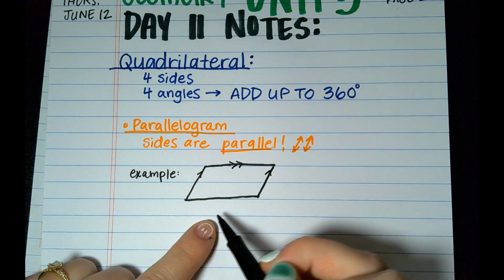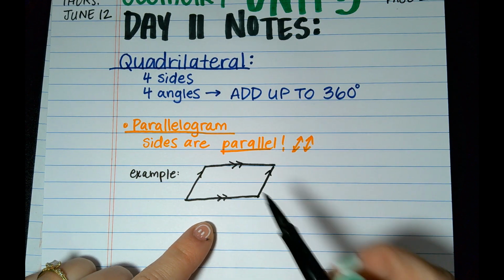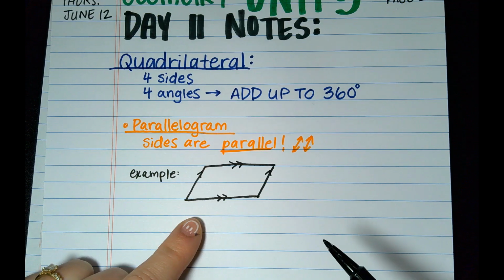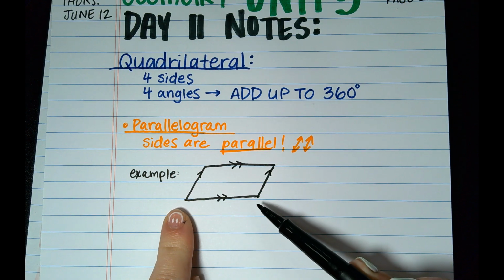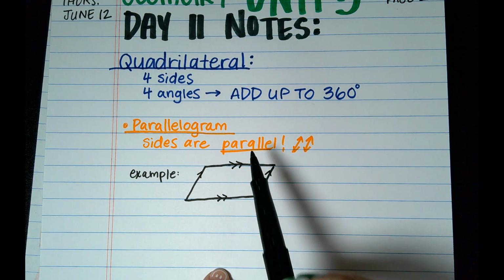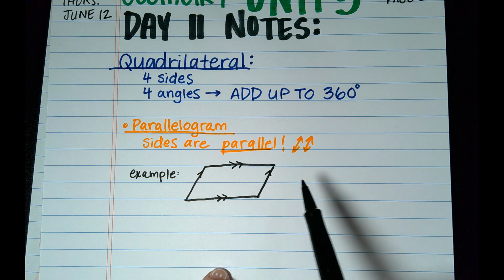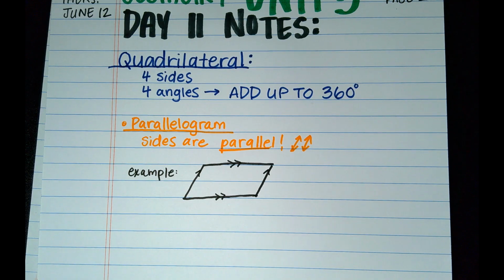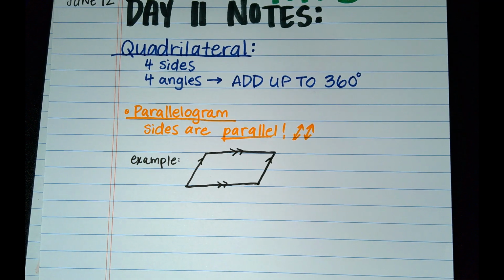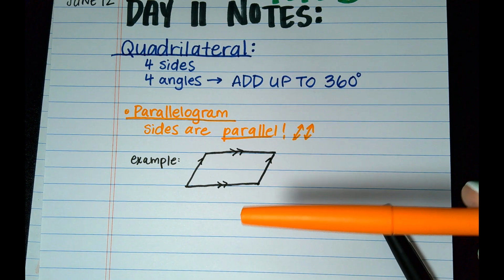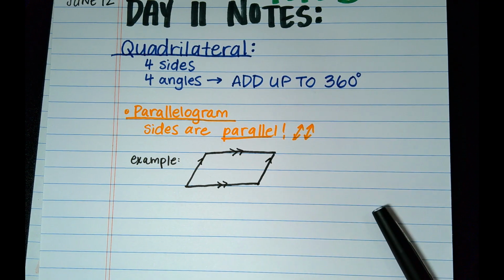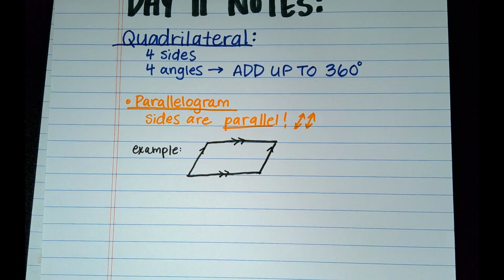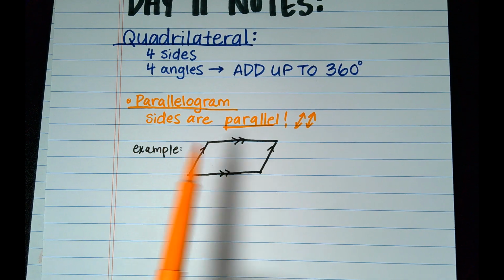Now, this is not a rectangle technically, because rectangles are even more specific. This is a parallelogram. The sides that are opposite are parallel to each other. Okay, so that's a parallelogram. Now, if we want to get more specific, the next step is a rectangle, actually. So this is a parallelogram.